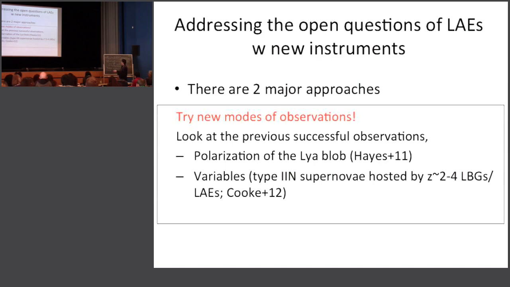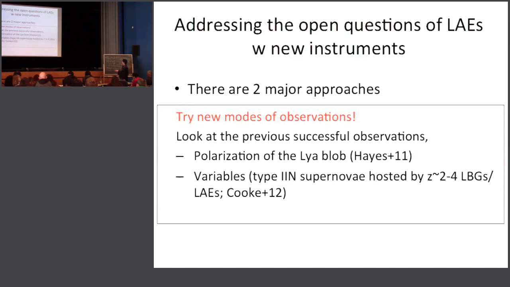For example, I showed the Matt Hayes result. What he did was targeting the redshift 3.1 Lyman-alpha blob using the VLT FORS instrument, using the existing polarization mode, and then successfully identified the polarization. So you could do this if you just noticed this technique.